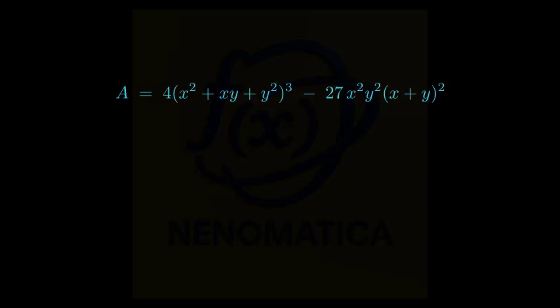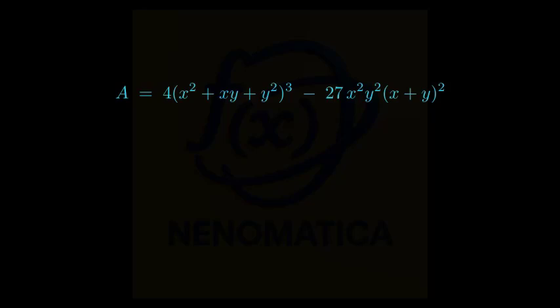We are going to factor a beautiful symmetric expression step by step, following the exact structure and logic from the prompt. Our goal is to factor the expression 4 times (x squared plus xy plus y squared) all cubed minus 27x squared y squared times (x plus y) squared.